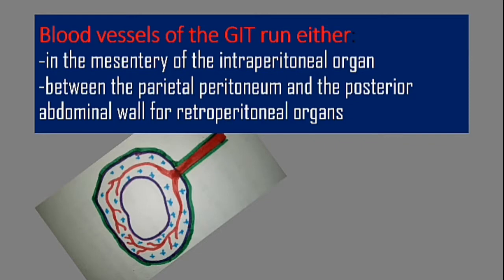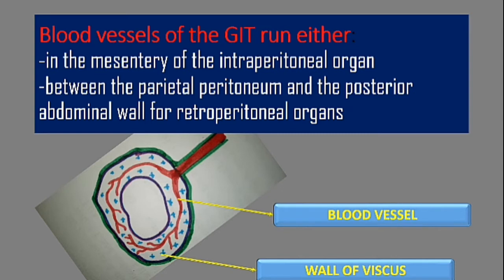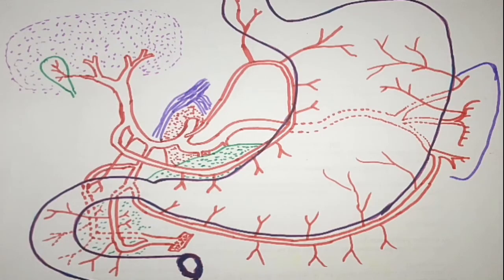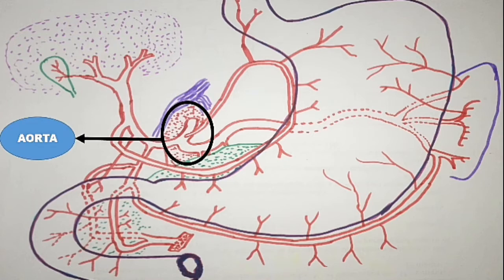Before we talk about these branches in more detail, please note that the blood vessels of the GIT run either in the mesentery for intraperitoneal organs or between the parietoperitoneum and the posterior abdominal wall for retroperitoneal organs. Here the peritoneum is drawn in green. The celiac trunk branches from the aorta just inferior to the aortic hiatus of the diaphragm. Here the aorta is dotted red. The diaphragmatic fibers are the purple strips.